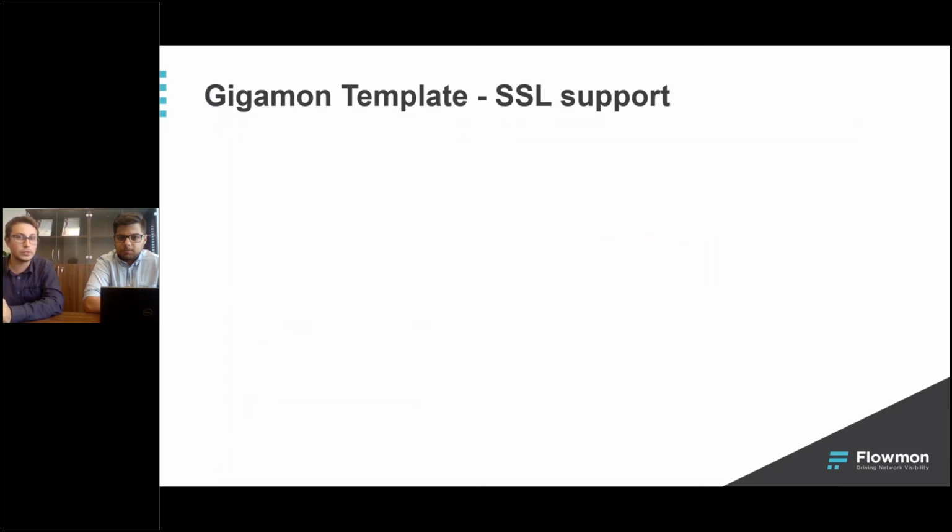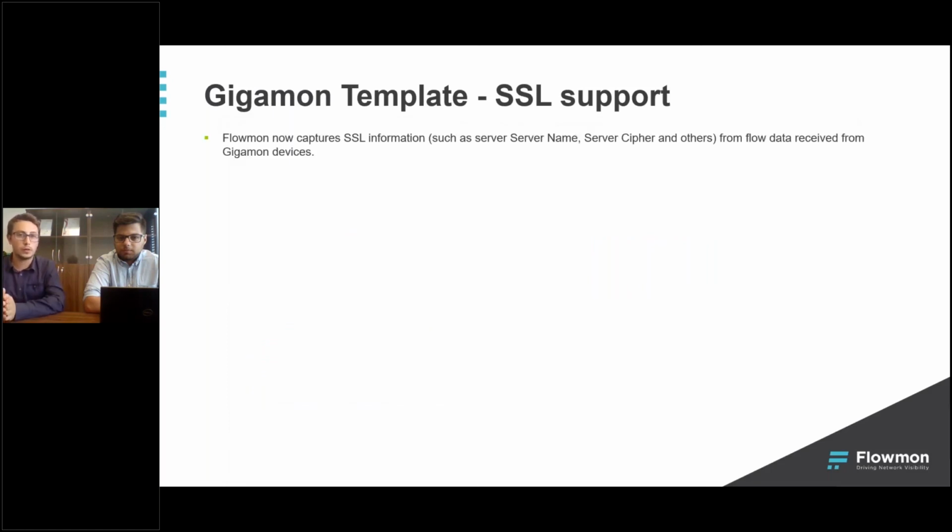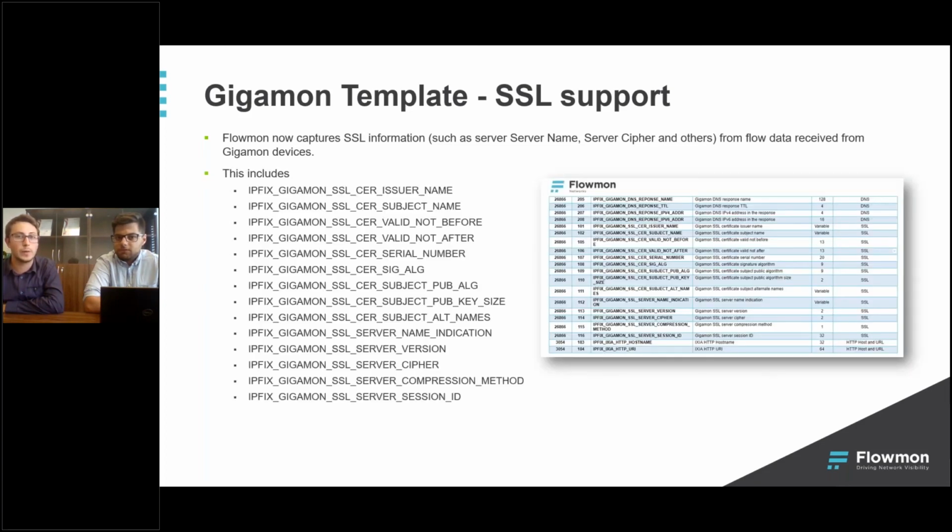One additional improvement, for Gigamon: from Gigamon devices, we are now able to capture the SSL information such as server name, server type, and other. So from flow data that are captured from Gigamon devices, there is a whole new bunch of new fields that we are supporting, and that can be used for further analysis.